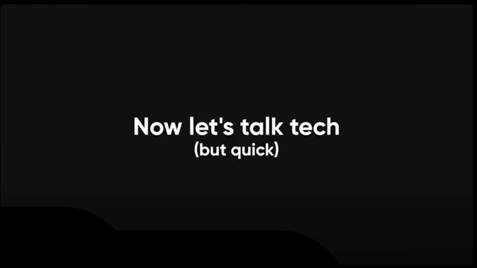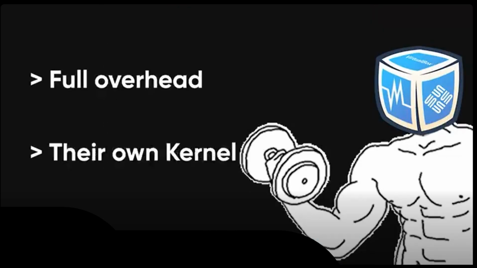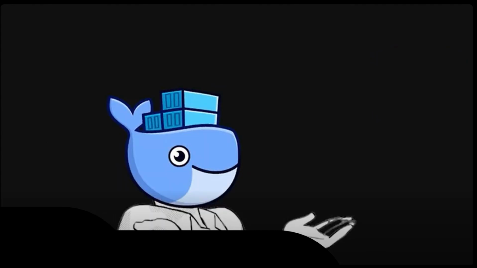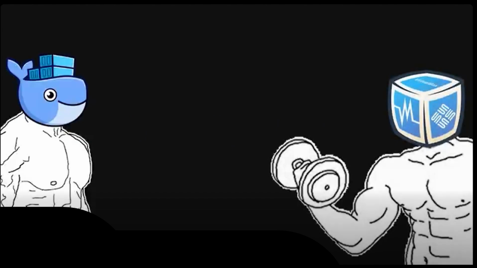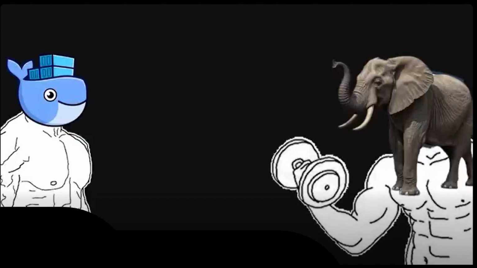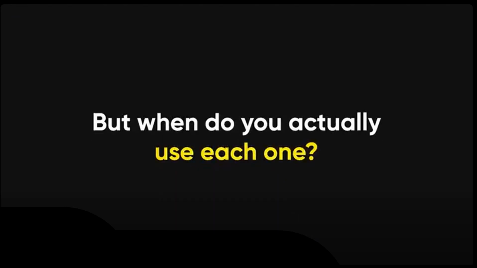Now let's talk tech, but quick. Virtual machines emulate entire computers. They come with the full overhead, their own kernel, memory allocation, the whole shebang. Containers don't bother with all that. They share the host OS and just isolate the app and its dependencies. So while a VM might take a minute to boot up, a container is ready in seconds. Elephant versus cheetah, basically.